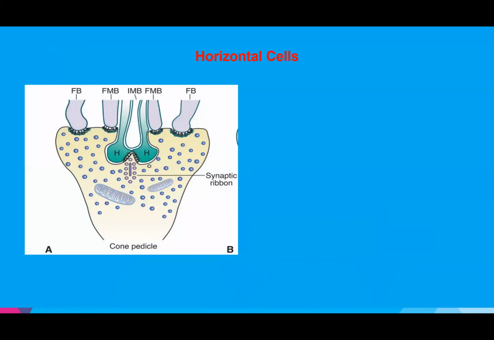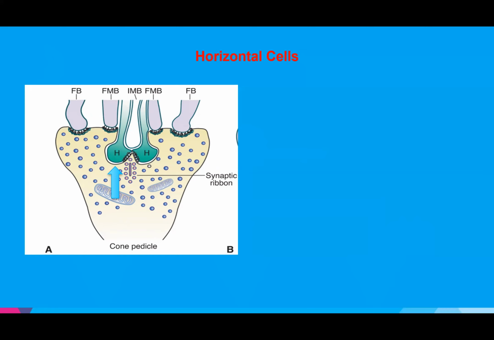Okay. So let's dive down into your book and say, okay, they drew this specifically to show you where the horizontal cells actually connect into the cone and into the rod. So here's your horizontal cell. We've talked about all the other ones: the FB, the flat bipolar cell. Now this should totally make sense to you. You're like, okay, I know what the FB is, I know what the FMB is, flat midget bipolar cell, I know what the IMB is, the invaginating midget bipolar cell.